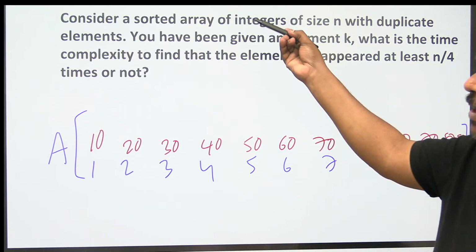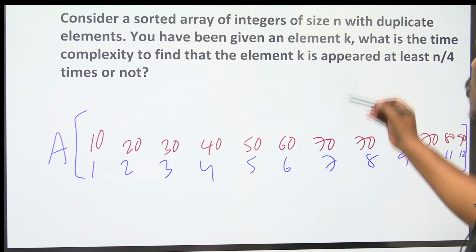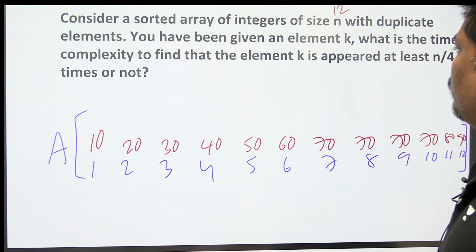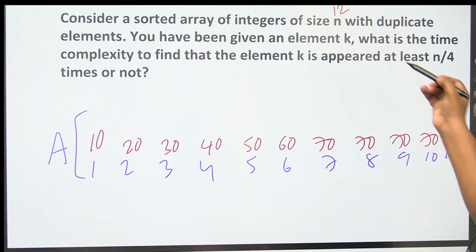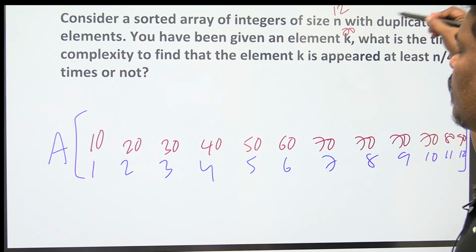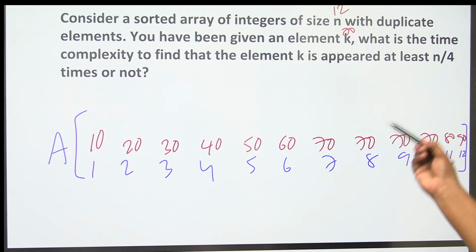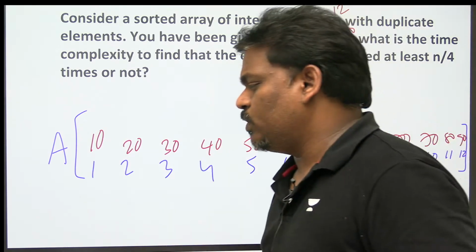Now see the problem. Consider a sorted array of integers of size n. What is the n value? 12, with duplicate elements. You have been given an element k. Assume that k is 70. Element k equal to 70 means element 70 is given. What is the time complexity to find whether the element k appears at least n by 4 times or not? How to do this?